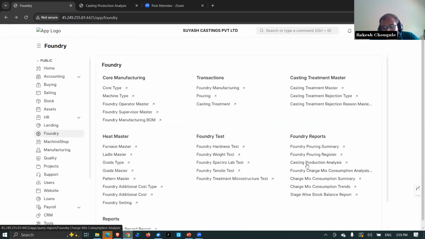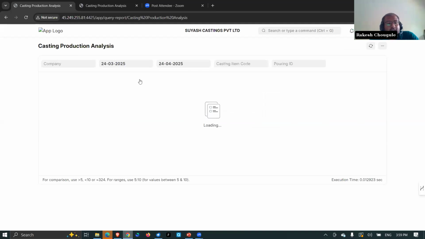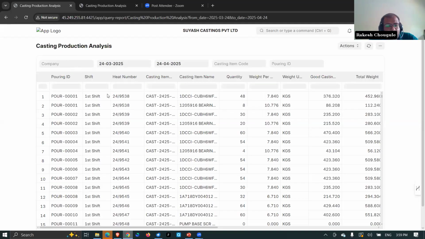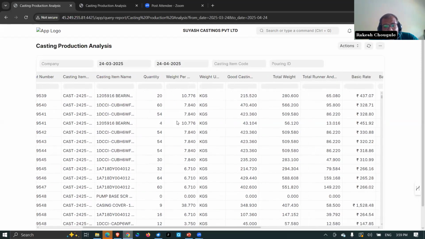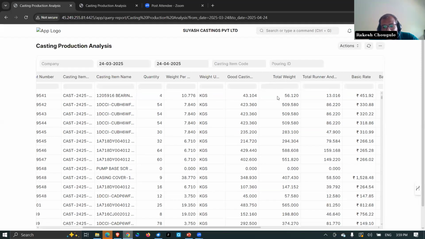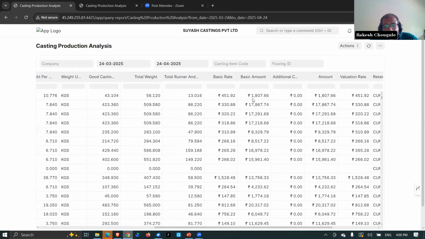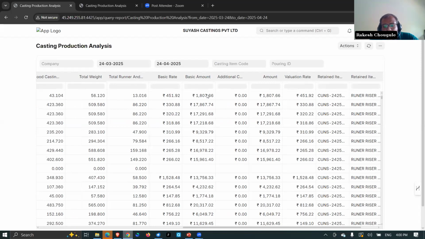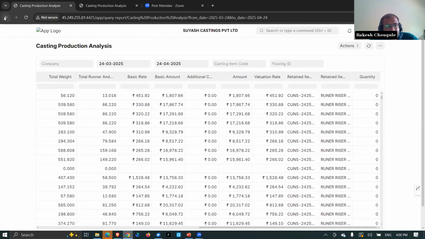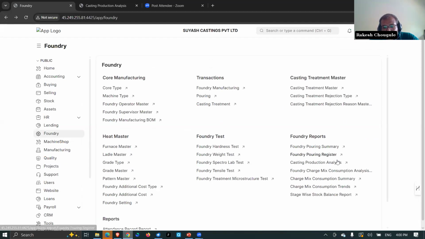After that, the casting production analysis, for the production entries which I have made. This is the detailed report for the particular casting. In this we can track shift wise, heat number wise, casting wise, its weight, good casting weight of that particular heat, total pouring weight of the particular heat, runner riser generation and its valuation after that particular heat, and what additional cost or overheads were incurred during that process, and the valuation rate. This is based on casting treatment.